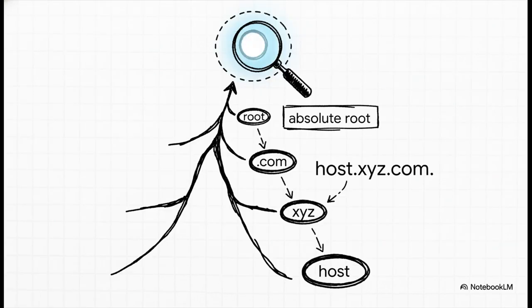Now pay close attention to this, because that little dot at the end is a major hint for assignment question 1. When you see a domain name that ends with a period, it's called a fully qualified domain name, or FQDN. That final dot represents the absolute root of the entire DNS system, which makes the address completely unambiguous. So is host.xyz.com a fully qualified domain name? The answer is a resounding yes.